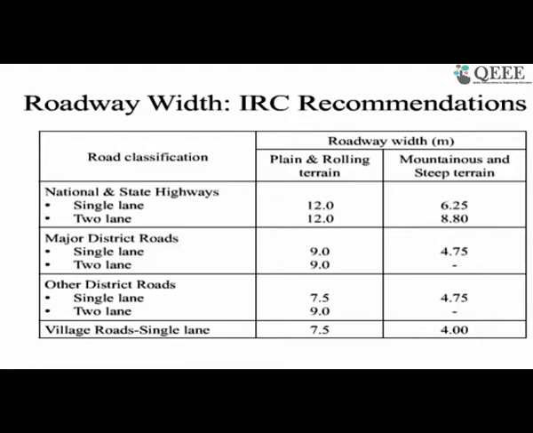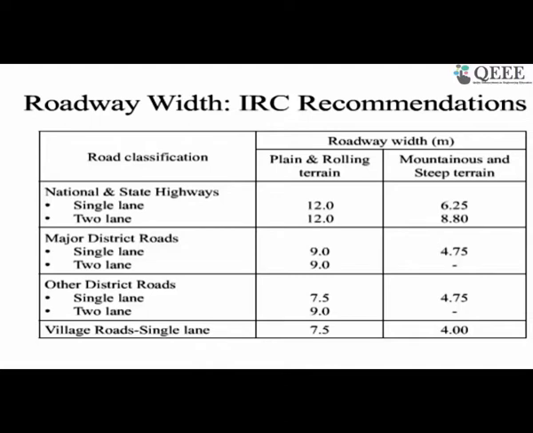Now when you are going into the mountainous or the steep terrain, you don't have enough land there. So there you need to squeeze everything in a shorter cross section. That is why for the single lane you see that the right of way expected is 6.25 meter, and for the 2 lane is 8.8 meter. And by the way, these are the recommendations. It doesn't mean that the right of way has to be 6.25 meter. It is the minimum. The right of way can go more than that. If it is available, it's better to provide 12 meter even in the hilly terrain and mountainous terrain.